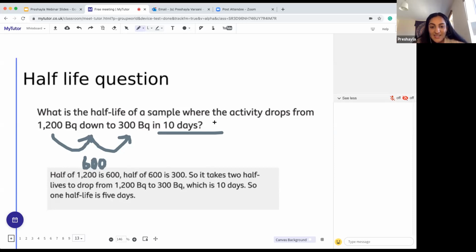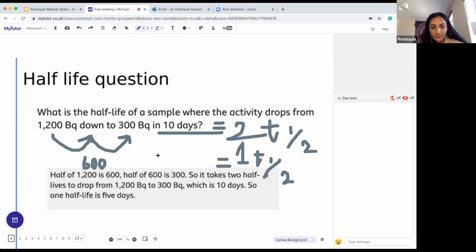So if 10 days is 2 half-lives, then 1 half-life must be 5 days. So 1 t-half, 1 half-life, is 5 days, because in that 10 days, it halves twice.